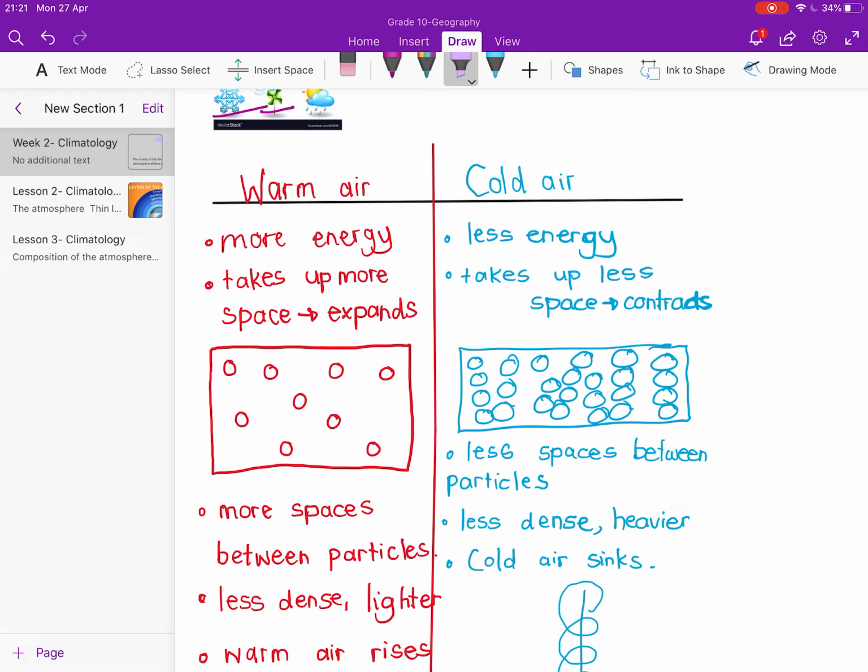Warm air has more energy, okay? It takes up more space because it expands. You can think of something that lies in the sun the whole day. It would actually be expanding. Not so much that you can see it with your naked eye, but it is expanding.